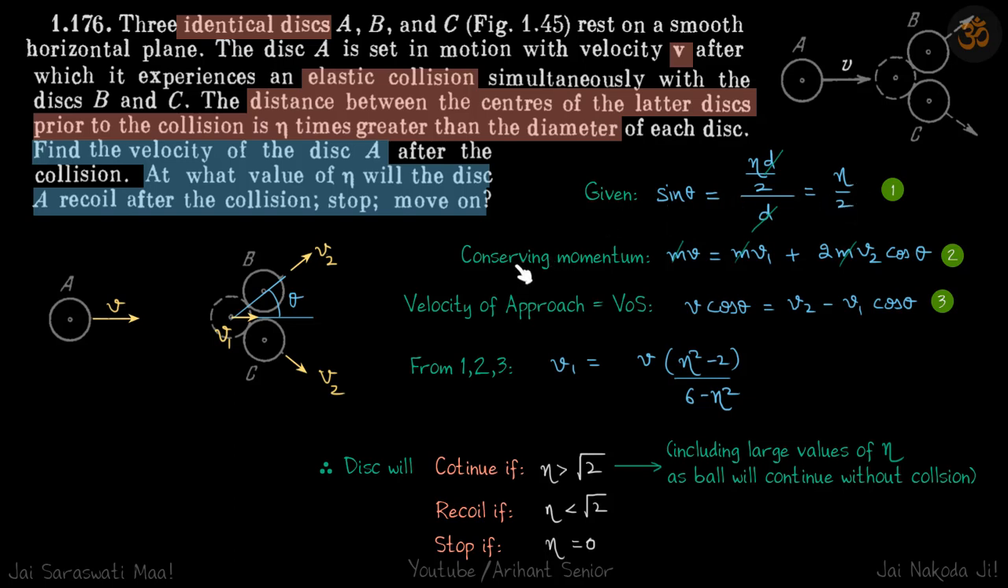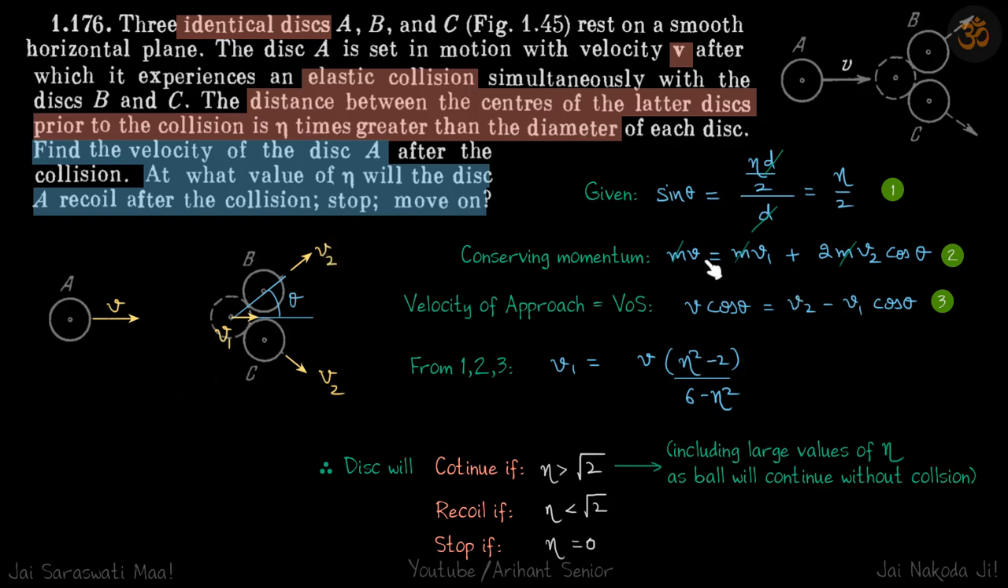Now we will have our two other standard equations for elastic collision, that is conserving momentum, and velocity of approach is equal to velocity of separation. We can do it for any two balls, so let's do it for these two balls. Velocity of approach is v cos theta, the original one. And velocity of separation is v2 minus v1 cos theta, along this line.